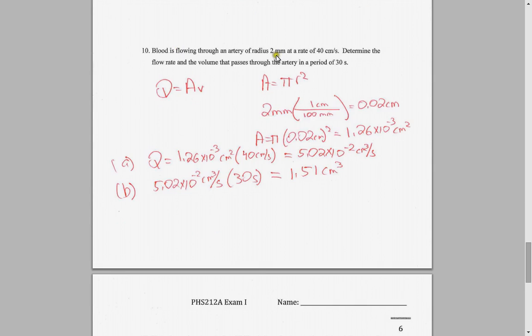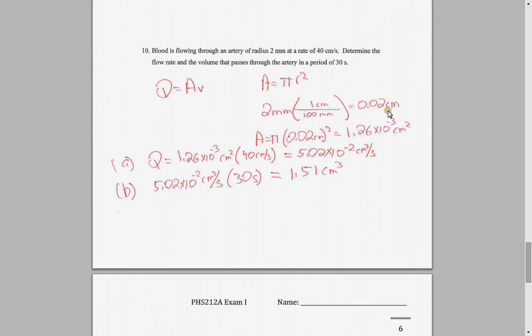Blood is flowing through an artery. We have the radius. We have the rate. Now we're asked to determine the flow rate and volume that passes through the artery in a period of 30 seconds. So Q, this isn't heat from thermodynamics, this is Q from flow rate, is area times velocity. So we figure out the area. We're going to do this in centimeters because we have a velocity in centimeters per second.